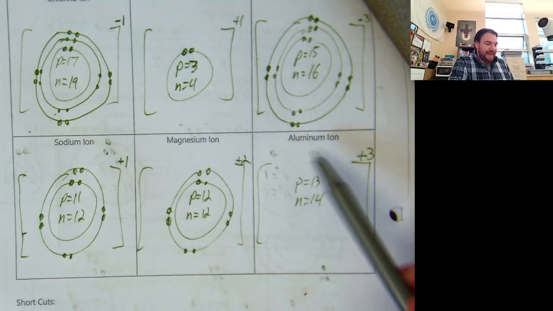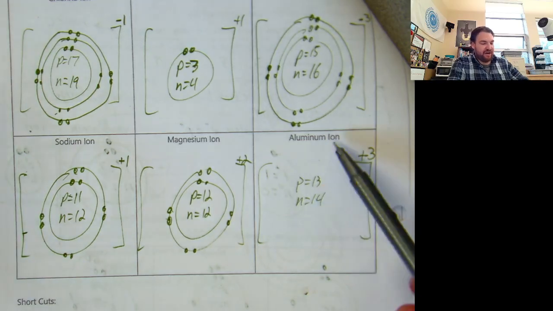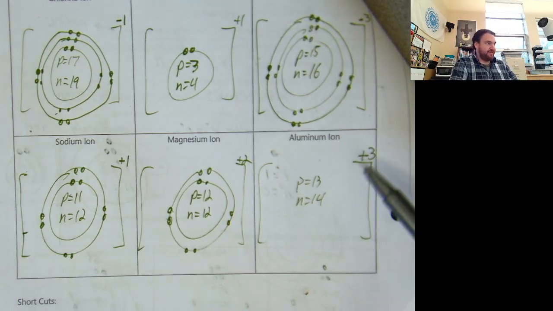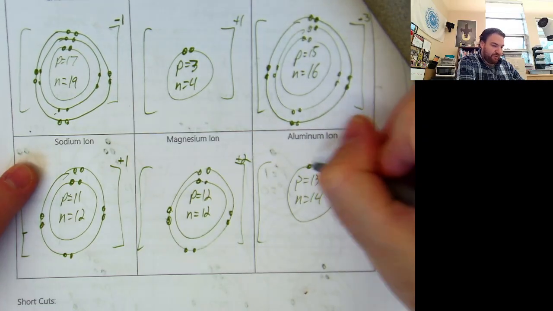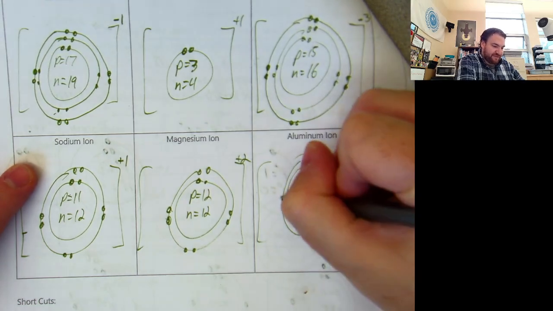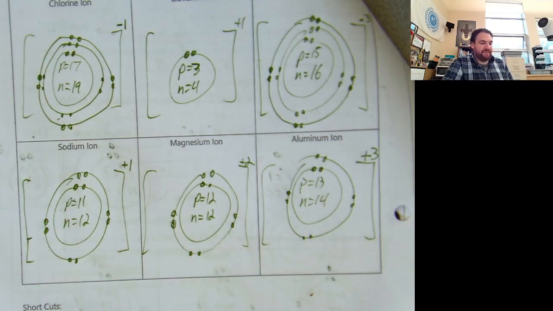The aluminum atom would have the same number of electrons as protons, but we have an ion, so it's a +3 charge, which means we have lost 3 electrons. So 1, 2, 3, 4, 5, 6, 7, 8, 9, 10. And we're done.